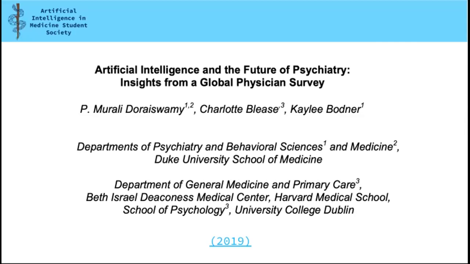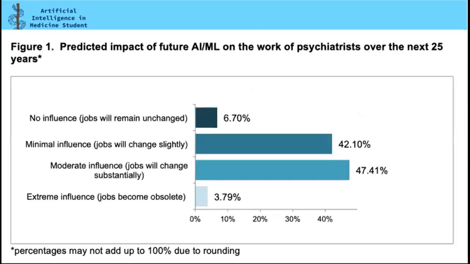However, 1 in 2 psychiatrists, so that's about 50%, predict that their jobs would be substantially changed by artificial intelligence or machine learning tools. And here's a visual description of this. In terms of how impactful AI will be in their jobs, most people say they'll at least minimally influence it. The minimal influence, about 42% said it, moderate influence, 47%.